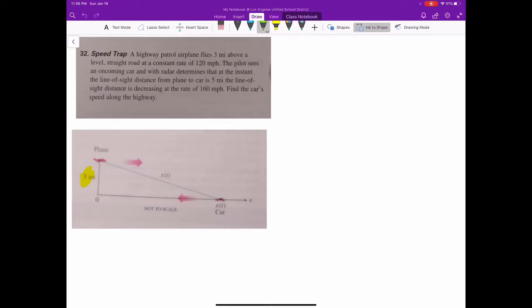So we see that they labeled it S here. We'll say S is equal to 5 miles. And we'll describe ds over dt as negative 160 miles per hour. And then we're trying to find how fast the car is speeding along the highway. So how fast is this car's speed in the end?